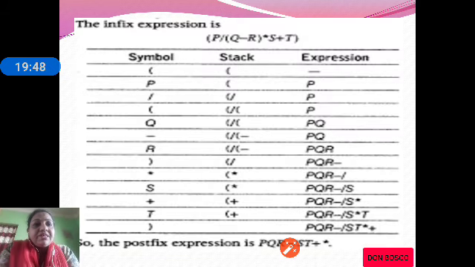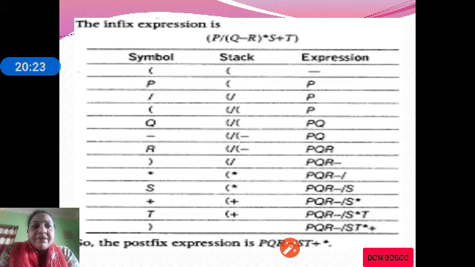Let us see one more example. Let us begin with the infix expression: bracket P divided by, in the bracket, Q minus R into S plus T, closing bracket. Let us see how we can convert this infix expression to postfix. Left parenthesis, it will go to stack. P, it's an operand, it will go to expression. Slash or division, it's an operator, it will go to stack.